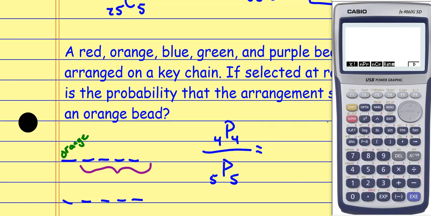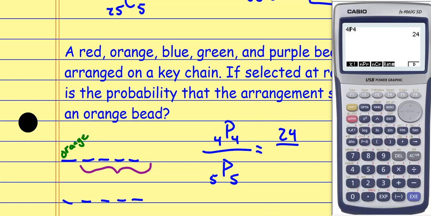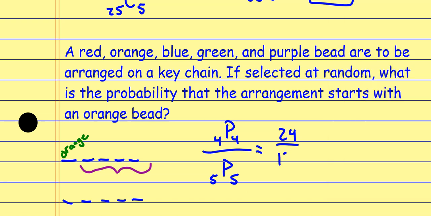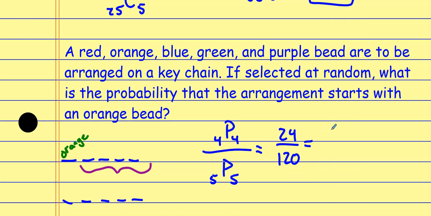And so this one, the permutation of 4 choose 4, is going to be 24. I don't know why I'm punching it into the calculator. And this one down here is going to be 120, but I'll punch it in anyway. Don't be scared by my amazing math skills. Let the calculator do the work. You could probably reduce this one by hand, and it wouldn't be that big of a deal. Looks like 1/5. So the probability of having an arrangement that starts with an orange is 1/5.